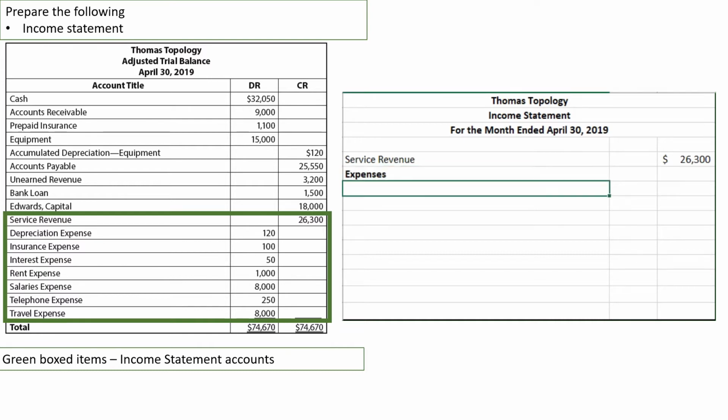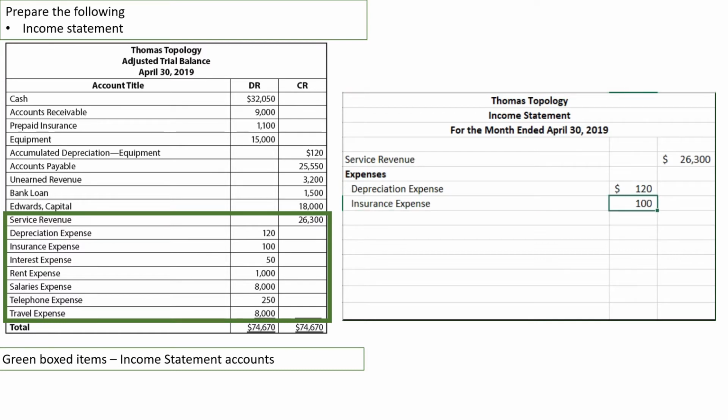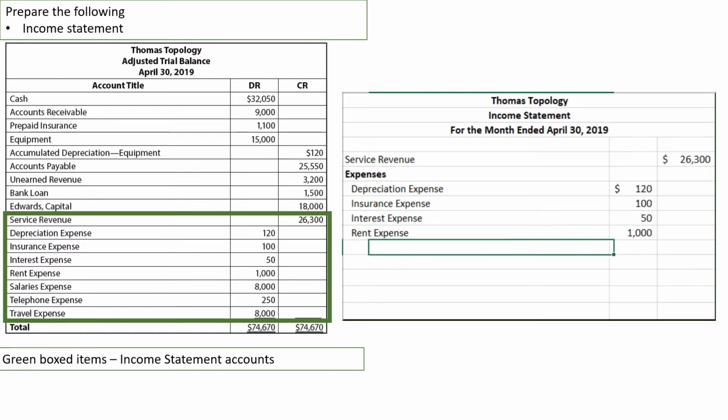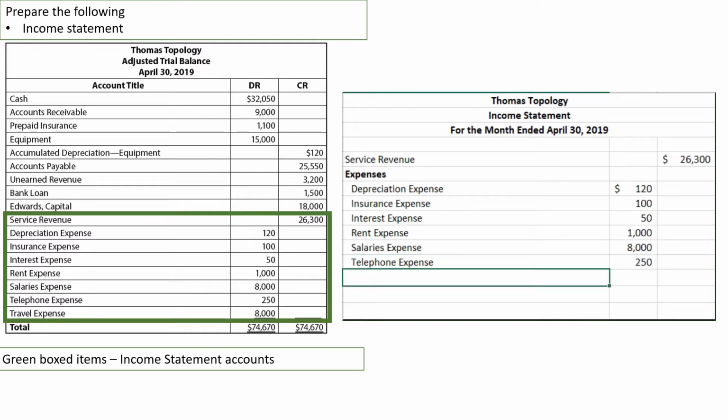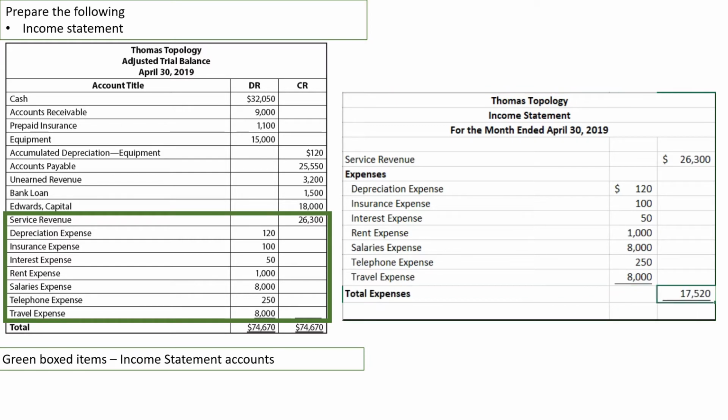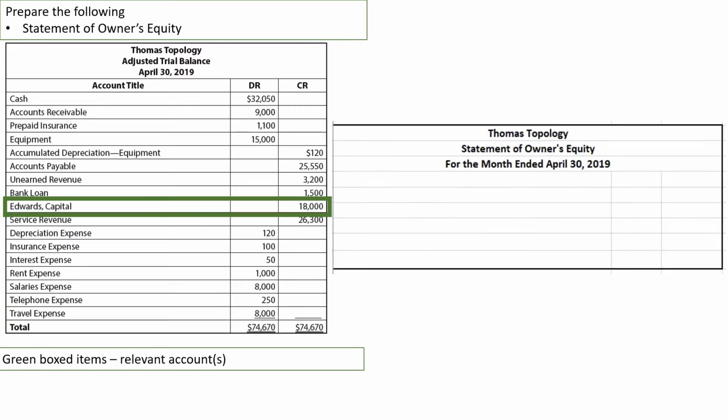We would then start with expenses. First of all, depreciation expense, which was $120. Insurance expense being $100. Interest expense being $50. Rent expense being $1,000. Salaries expense $8,000. Telephone $250. Travel $8,000. For total expenses of $17,520. The last step then would be to determine your net income or loss, which in this situation is $8,780.